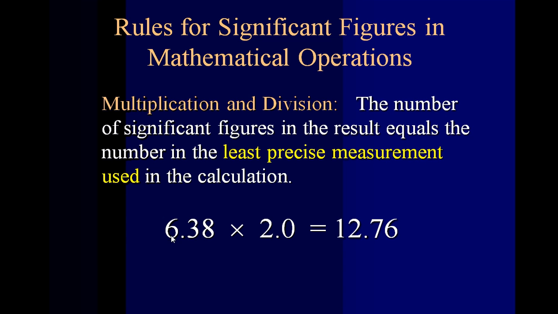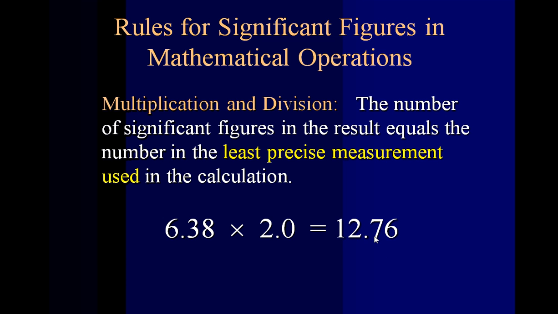So for example, I have 6.38 times 2.0, and my calculator says 12.76. However, since I'm writing my answer with the correct number of sig figs, I want to give this answer only the correct number of sig figs. So looking at 6.38, how many significant figures do we have? There are 3. Looking at 2.0, how many significant figures are there? There are 2. So my answer, 12.76, should be rounded to only have 2 sig figs.